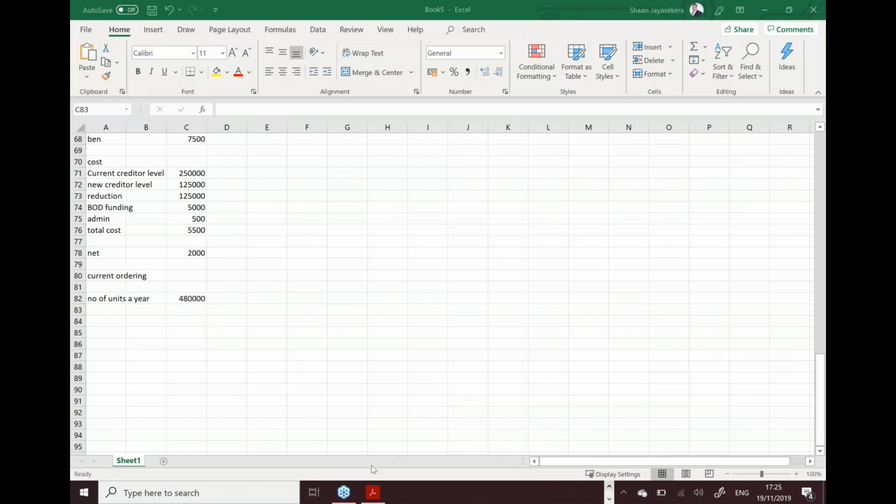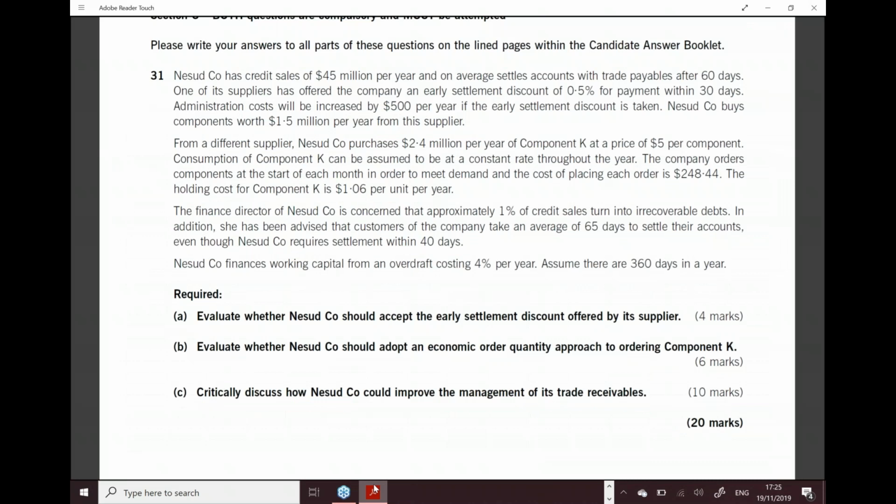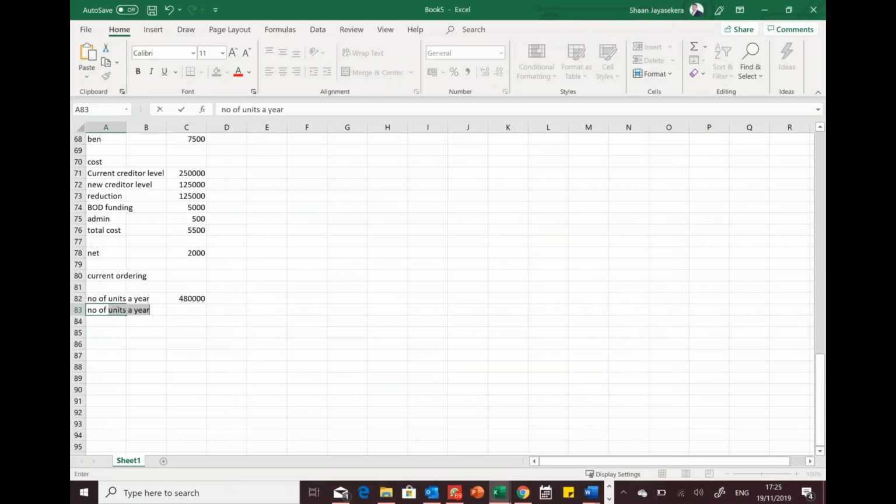How am I buying these 480,000 units a year? It tells you at a constant rate probably. Because it's constant, I can actually use the EOQ. The company orders components at the start of each month. If you're buying at the start of each month, the number of orders a year is actually 12. So order size then by default has to be this divided by this.